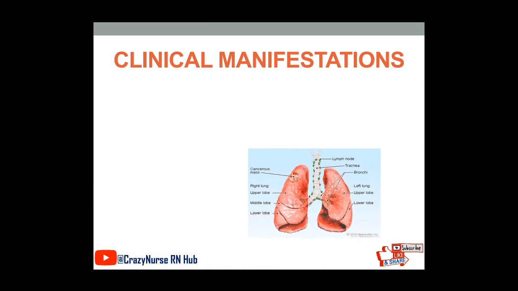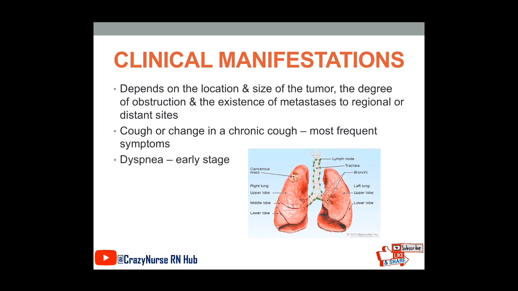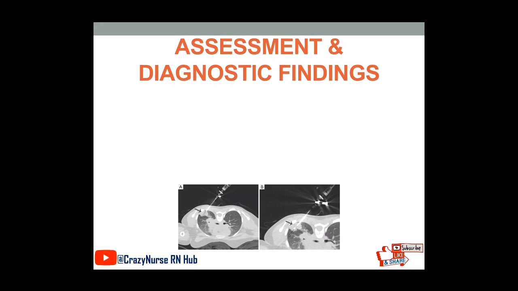For the clinical manifestations, it depends on the location and size of the tumor, the degree of obstruction, and the existence of metastases to regional or distant sites. Cough or change in chronic cough is the most frequent symptom. Also dyspnea in the early stage. Hemoptysis. Patient might experience chest or shoulder pain. Recurring fever.